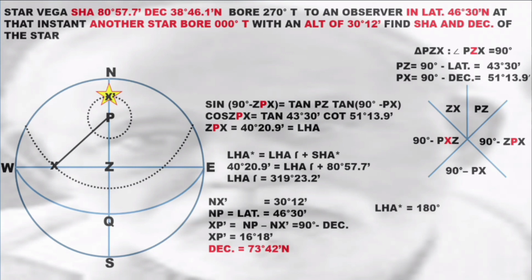Now, LHA of the star is 180. We already have the LHA Aries, so I can find out my SHA of this star.